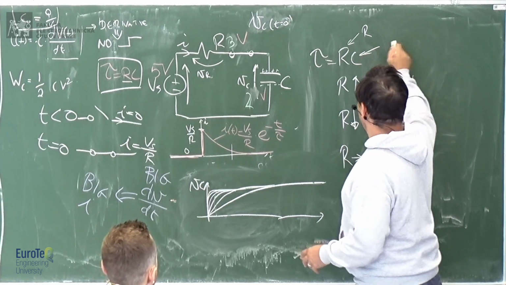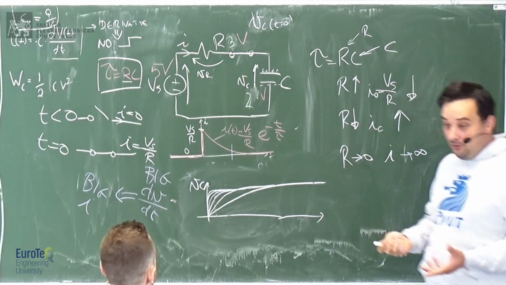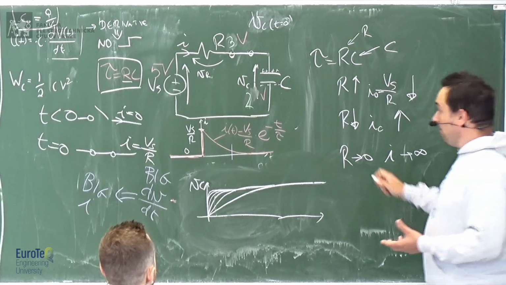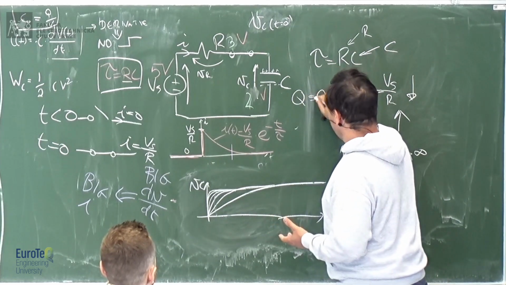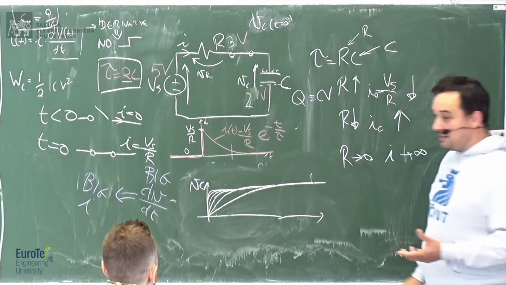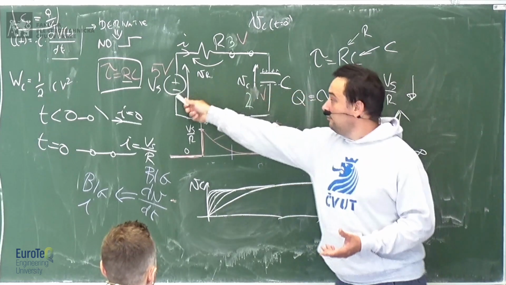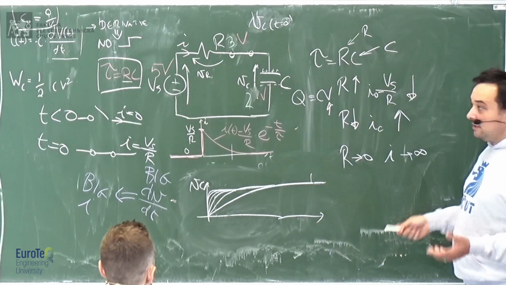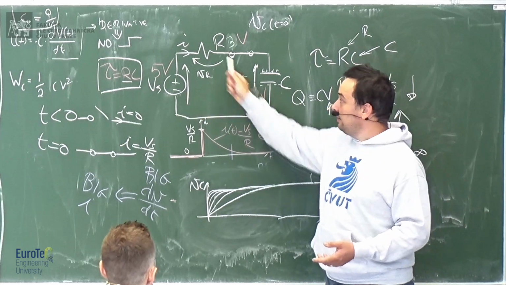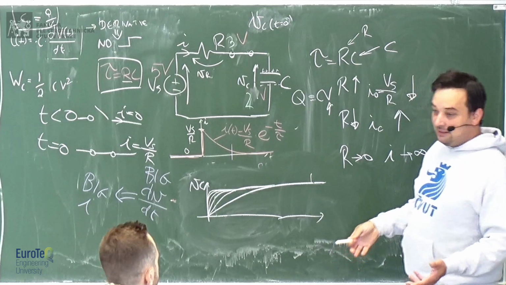What about C? Well, C can also affect the time constant. Remember, Q equals CV, okay? So we always arrive at the same final voltage, Vs, because at the end we still have Vs equal to Vc. That's the moment where these two voltages are the same, so there is no voltage on the resistance, therefore there is no current anymore.